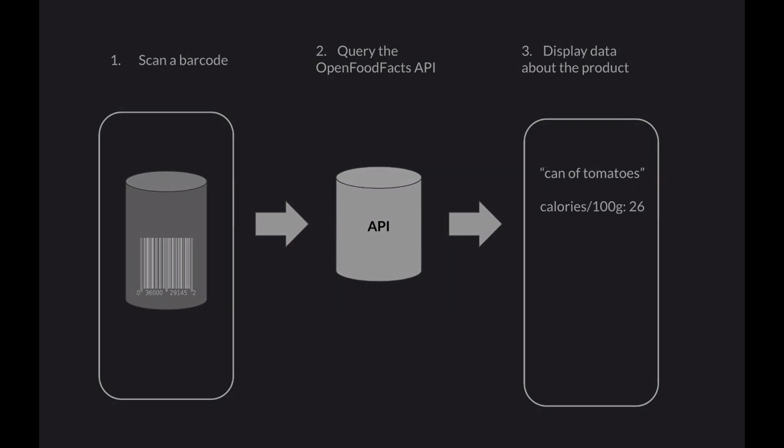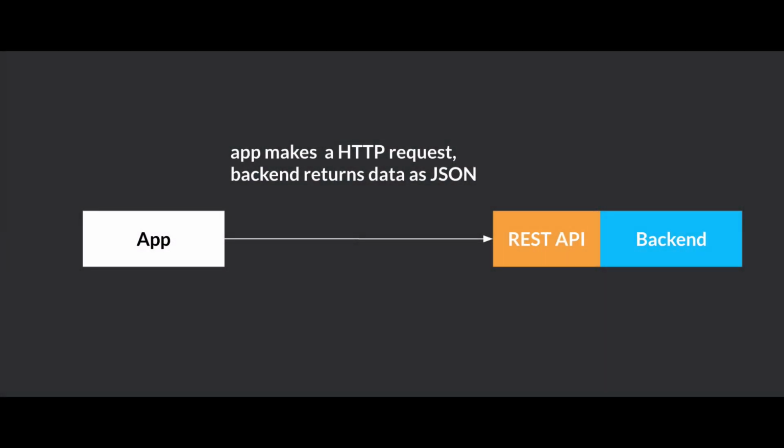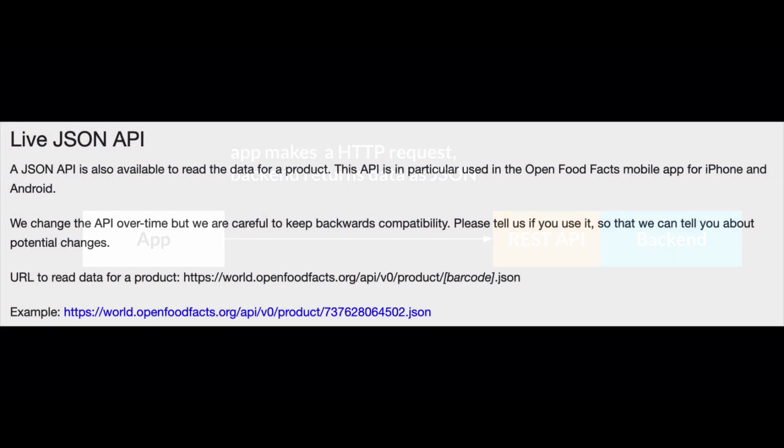Also, you might ask, what exactly is an API? A web API is a service on the web that can be used to access data or perform operations in a remote system. Like many APIs, the OpenFoodFacts API can be accessed even directly from the browser. A sample URL looks like this.